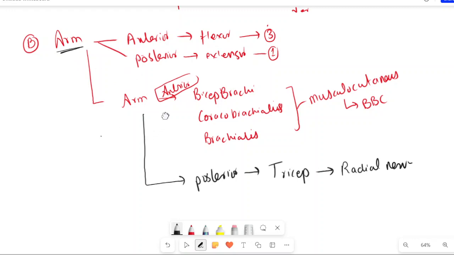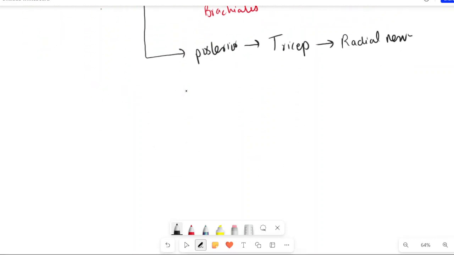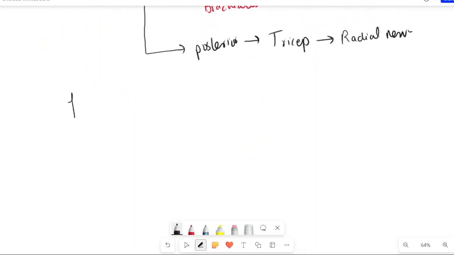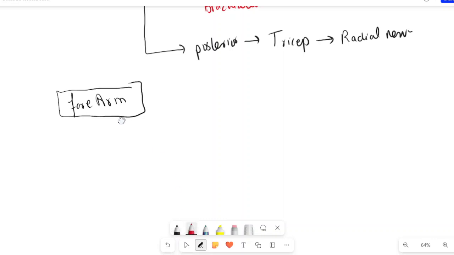Now come to the forearm. The forearm also has one anterior compartment and one posterior compartment. The anterior compartment has the flexor muscles and the posterior compartment has the extensor muscles. So now about the forearm muscles. We will talk about the anterior muscles first.